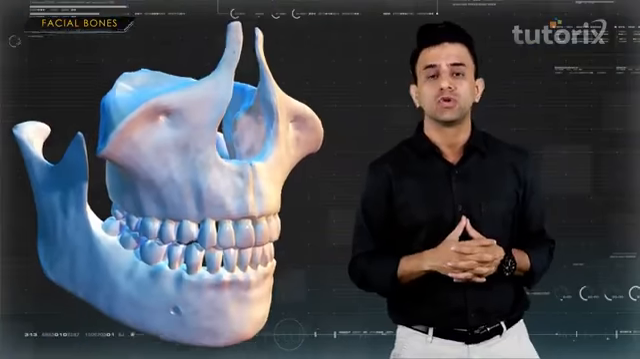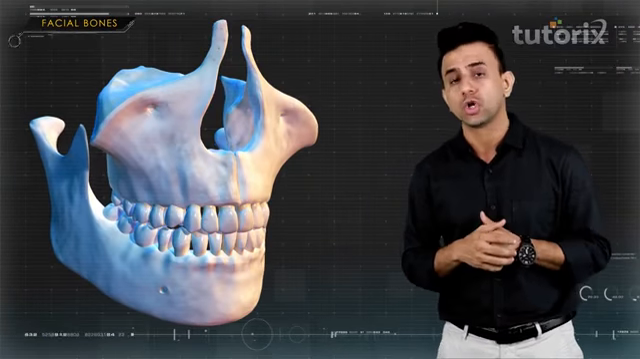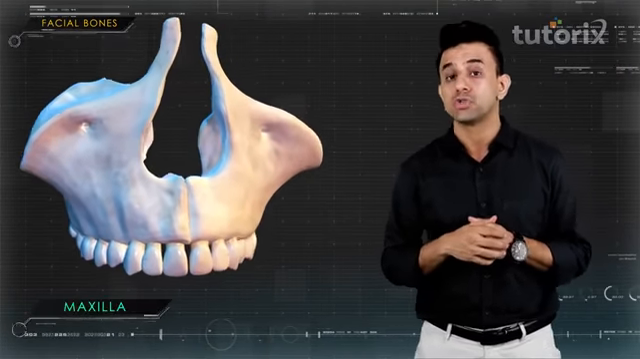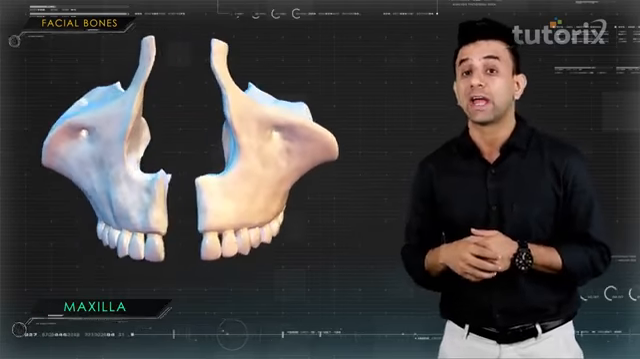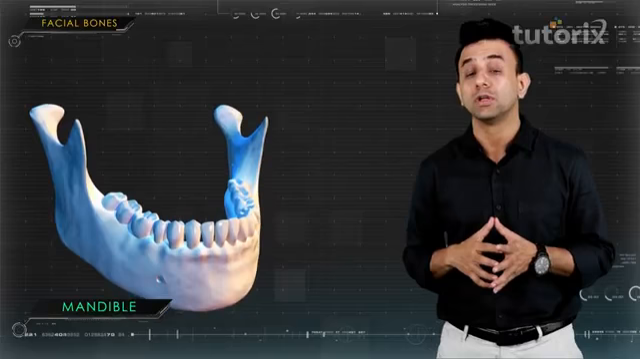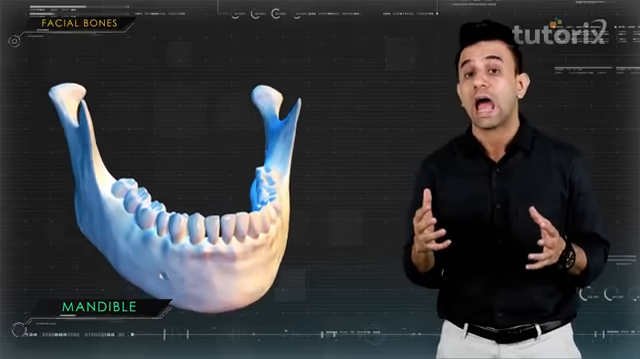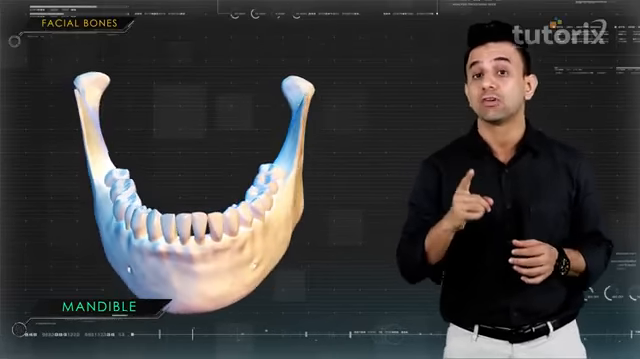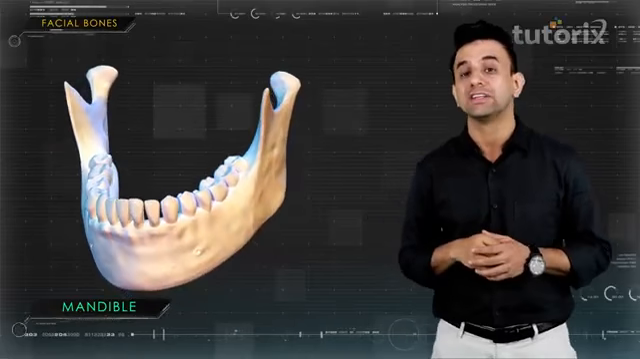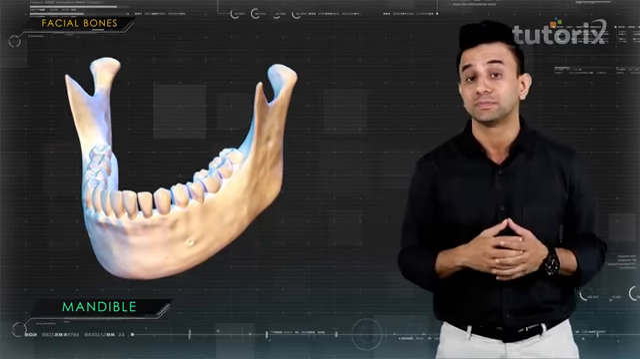Next, we shall talk about the bones which form the upper and the lower jaw. The bones which form the upper jaw are the maxillae, which are paired and they unite to form the upper jaw bone. The mandible forms the lower jaw bone, and this is solitary, that is only 1 in number, and this is the strongest facial bone.